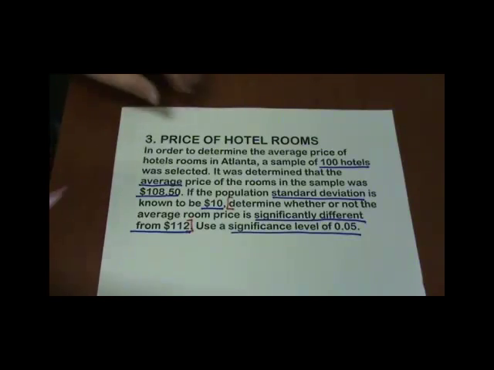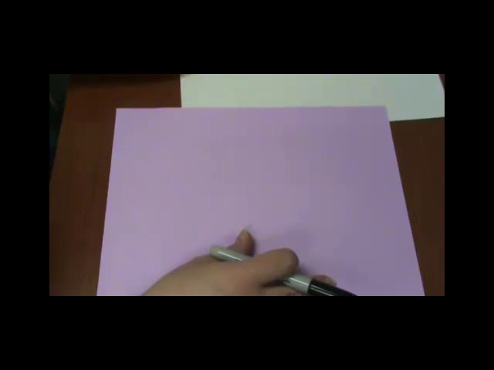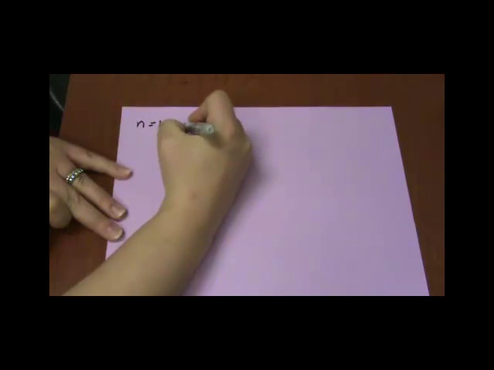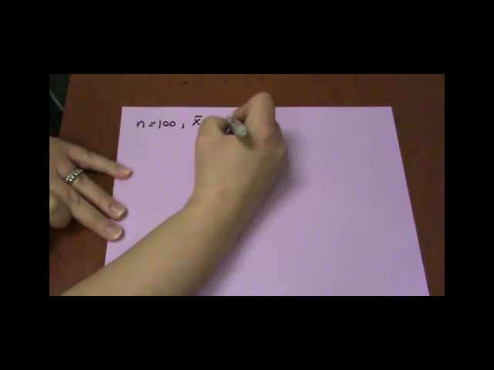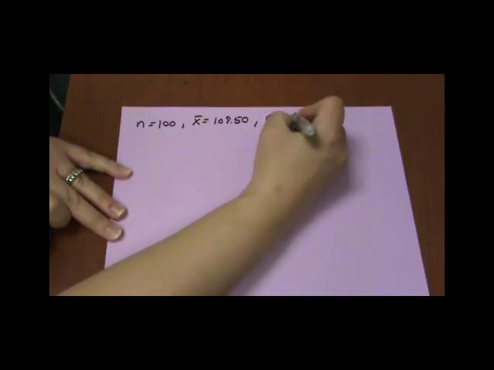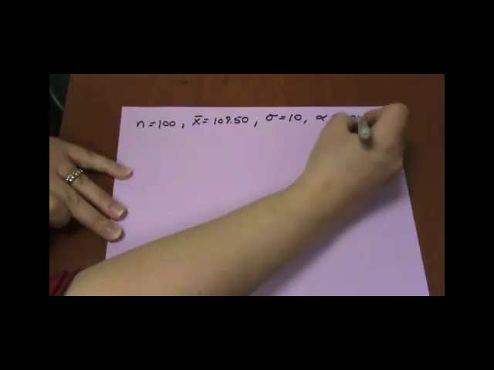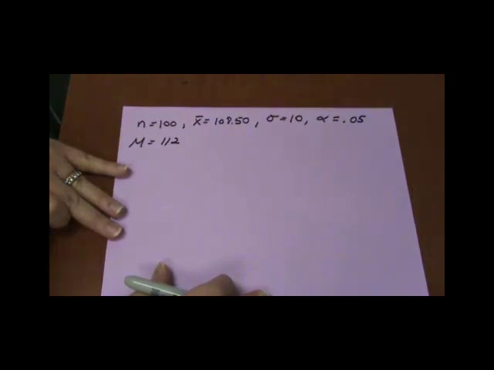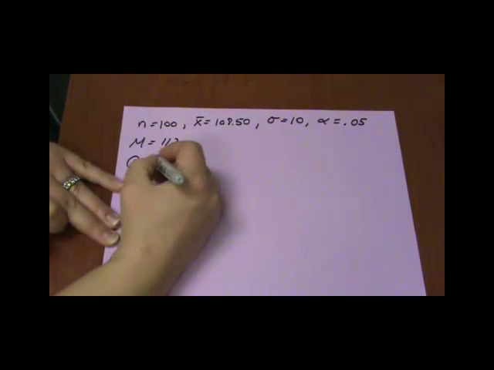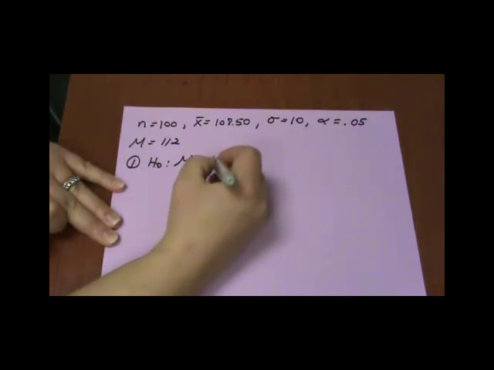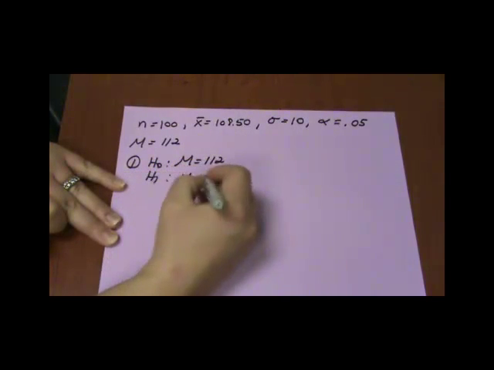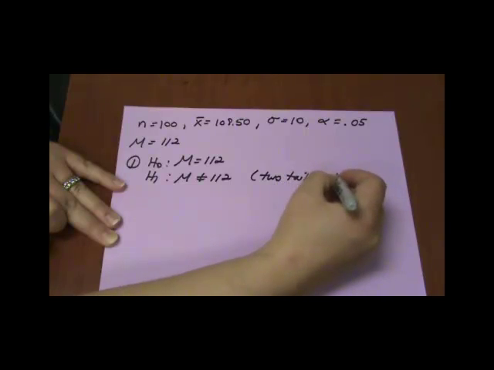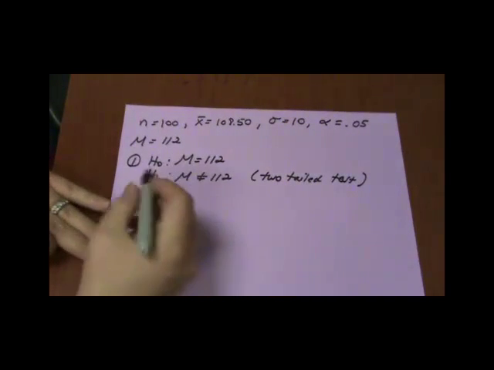Alright, so let's start our little process again. Step 1: n is 100, list everything out. X bar is 108.50, standard deviation is 10, alpha this time is 0.05, and mu is 112, or the mean of the population there. So in step number 1, H0 would be mu equals 112. H1 would be mu is not equal to 112. This is a two-tailed test. That's what it means by significantly different.